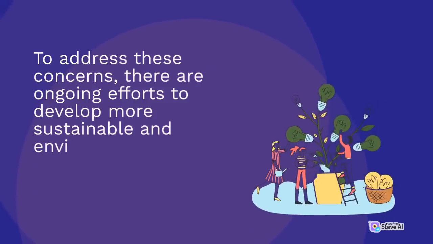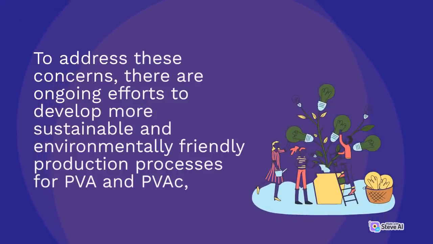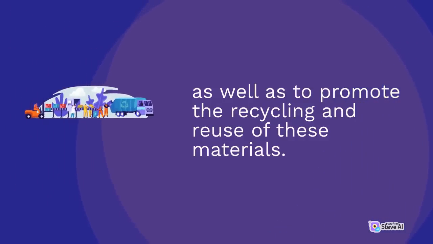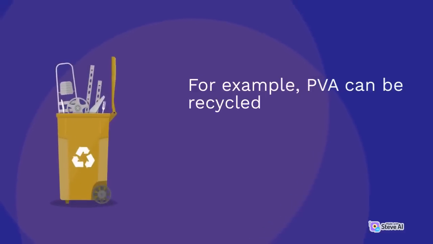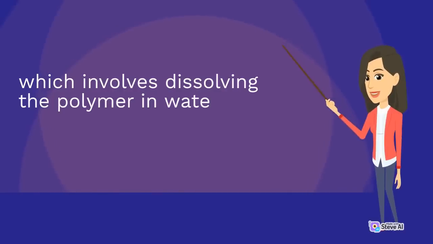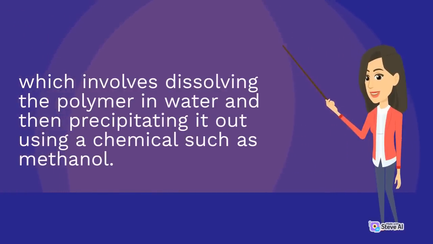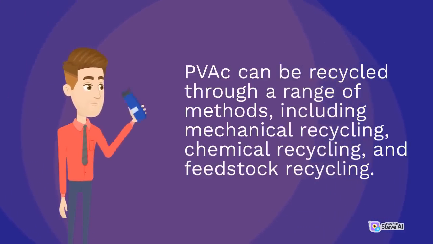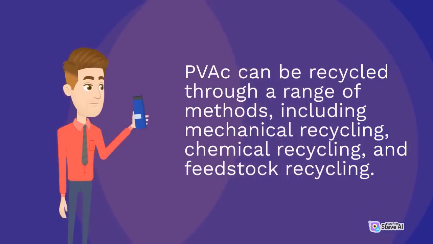To address these concerns, there are ongoing efforts to develop more sustainable and environmentally friendly production processes for PFA and POTS, as well as to promote the recycling and reuse of these materials. For example, PFA can be recycled through a process known as dissolution precipitation recycling, which involves dissolving the polymer in water and then precipitating it out using a chemical such as methanol. PFAS can be recycled through a range of methods, including mechanical recycling, chemical recycling, and feedstock recycling.